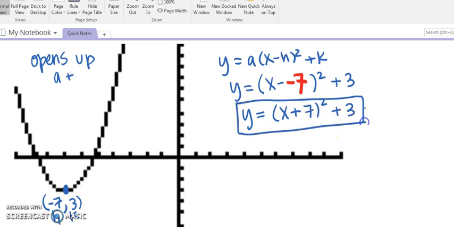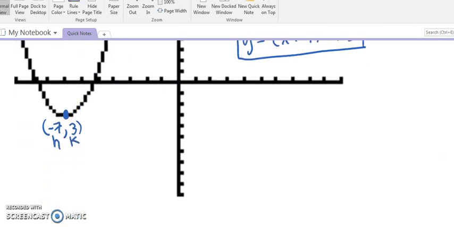And you're smart enough now, you have the skills that you need to make sure this answer makes sense. Look, that means move to the left 7 and down 3. It looks like we moved to the left 7 and down 3. So boom, you know you got it right.